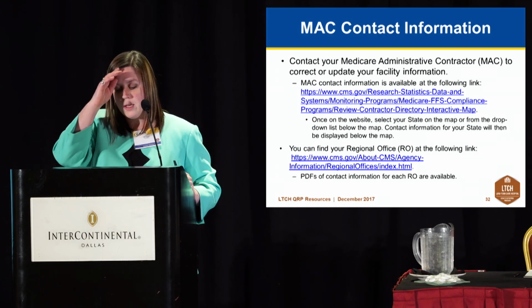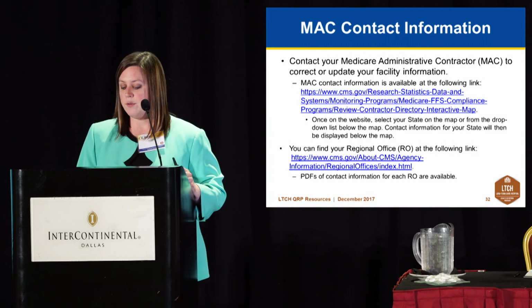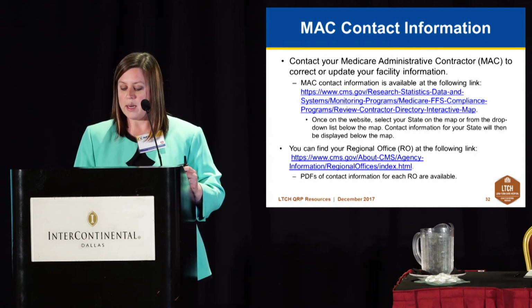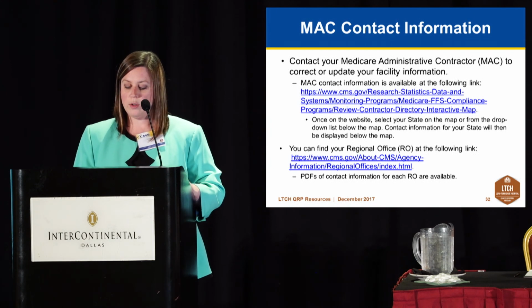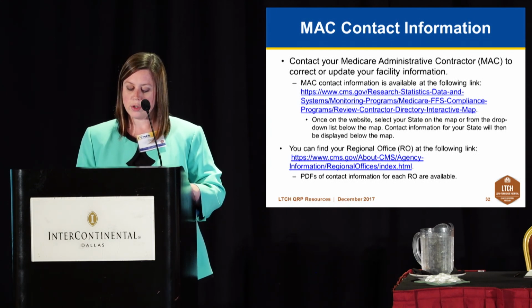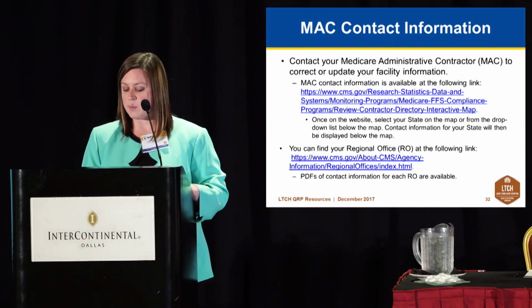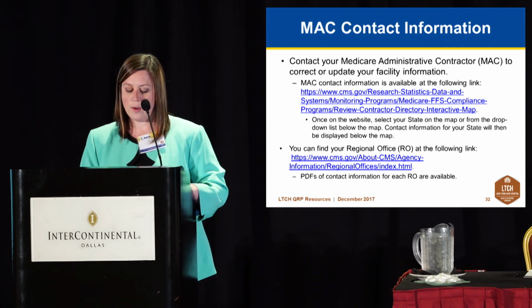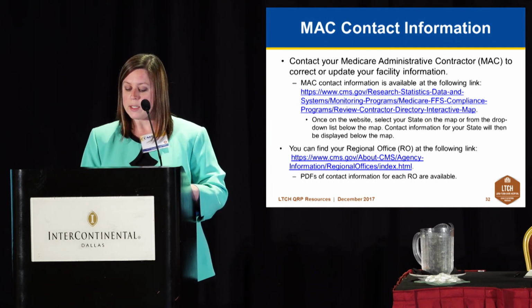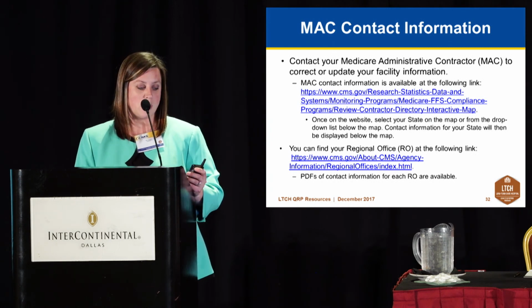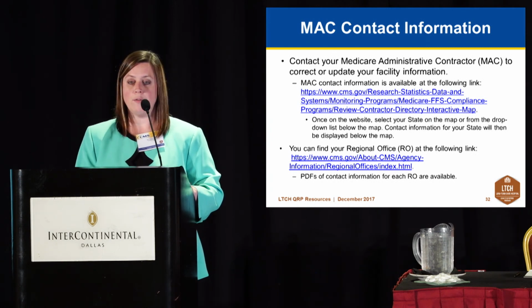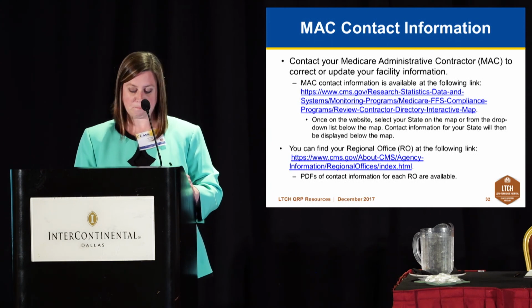So if your reports have incorrect or outdated facility information, you can use the Medicare Administrative Contractor link below to make your adjustments. You search your state on the map, and then you get a state-specific contact. And there's also a link for the regional office as well, and they will help you to navigate your corrections. This is if you have facility information that needs updating.